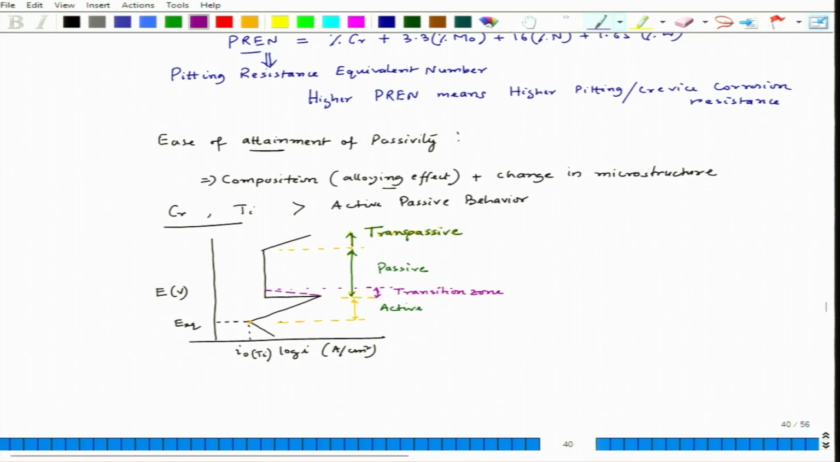Now, where the polarization line for the cathodic reaction cuts this anodic part, that would decide whether this material will show active behavior or spontaneous passive behavior. Now, if the polarization line for some cathodic reaction, let us say this is my point, cuts this line here, bypassing this particular point, and this is, let us say, my hydrogen evolution reaction.